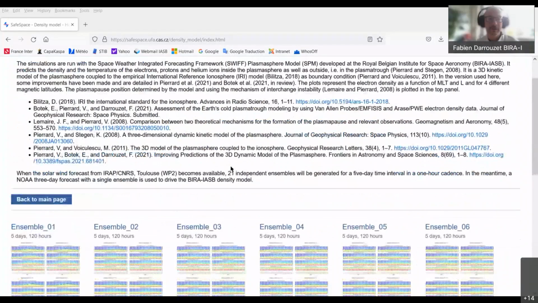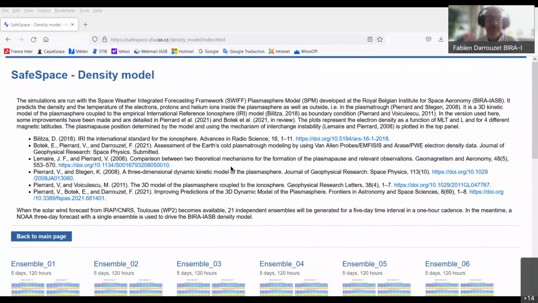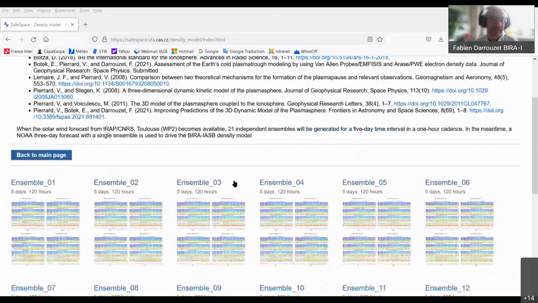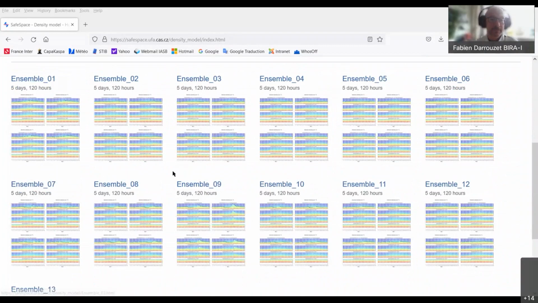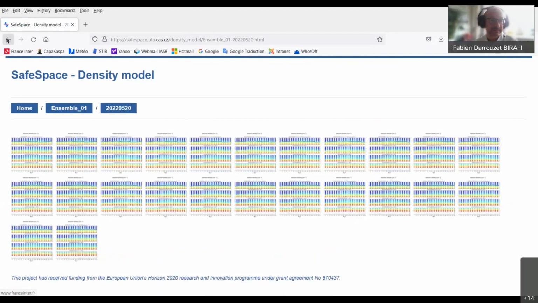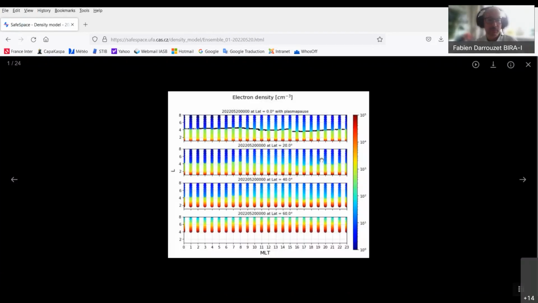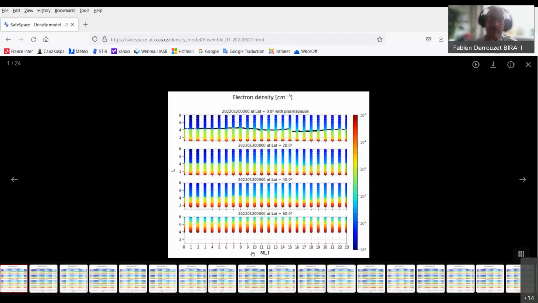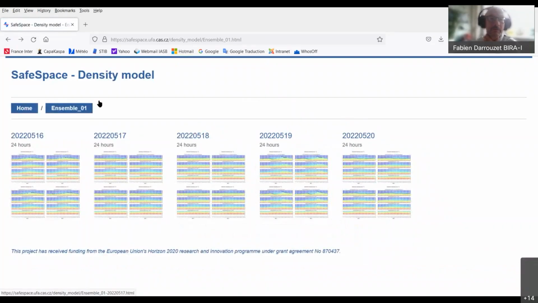Yes. So here you have some explanation about the plasmasphere density model that is included and used in SafeSpace. And here you have the ensembles of the simulations, and I can click on it and you can see that you have the 4 days, 5 days until today. If you check today, probably it has been run not today, but a few days ago, and you go here and you have the electron density at 4 different latitudes, and the plasmapause forecasted by the model in black here, as a function of MLT at that time. So it's today at midnight. You have all those plots available on this website.